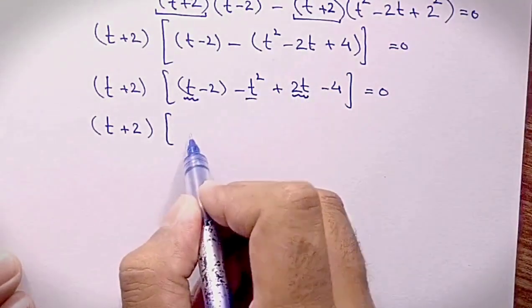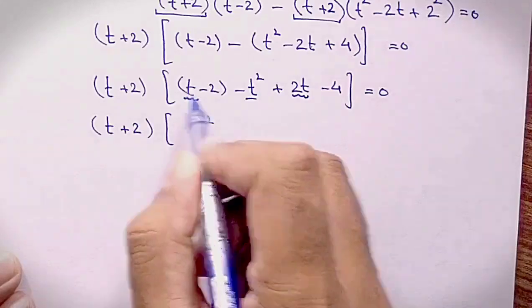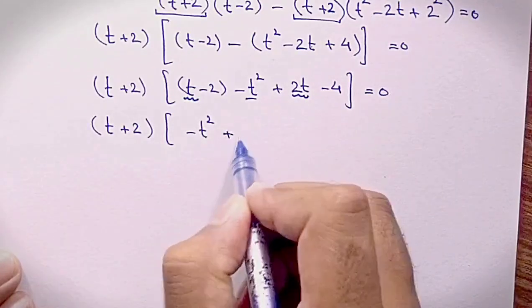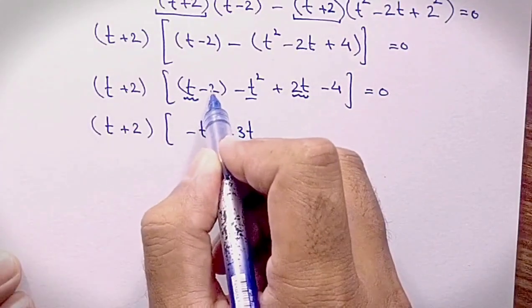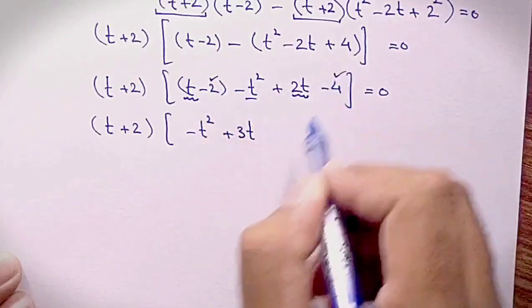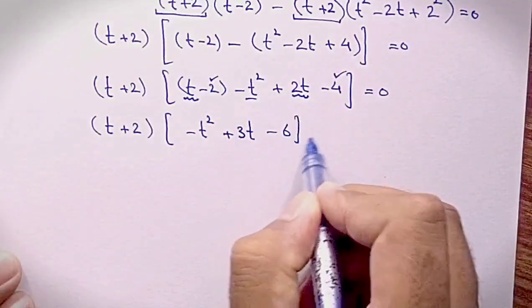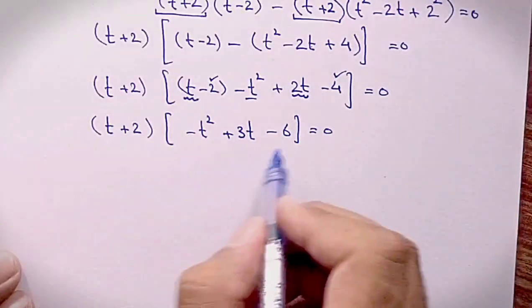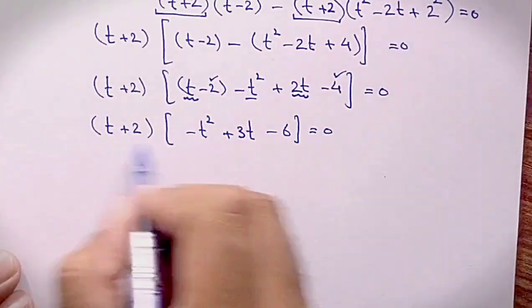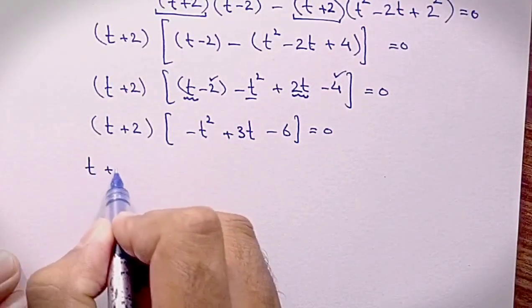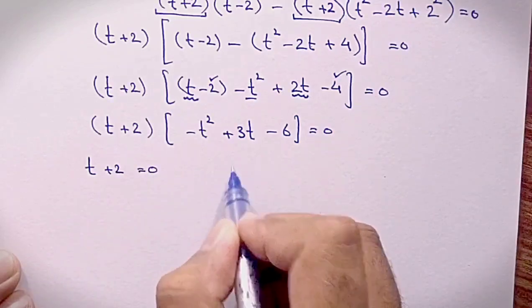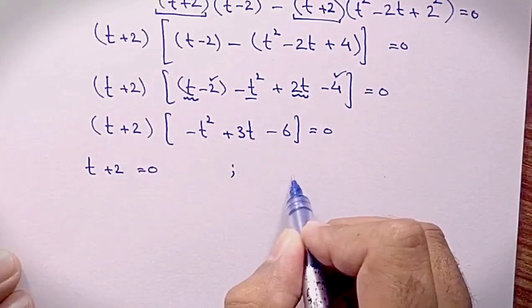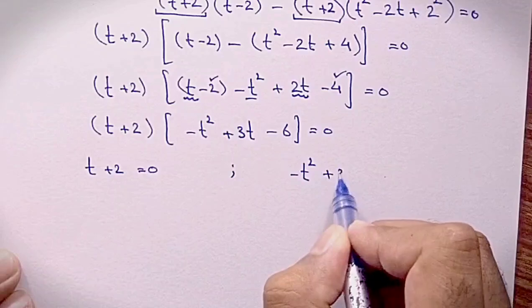Okay, it will be negative t squared. Then t plus 2t, it will be plus 3t. Negative 2 minus 4, it is negative 6. Bracket equals 0. Then from here, we have two solutions: the first solution is t plus 2 equals 0, or the second solution is negative t squared plus 3t minus 6 equals 0.